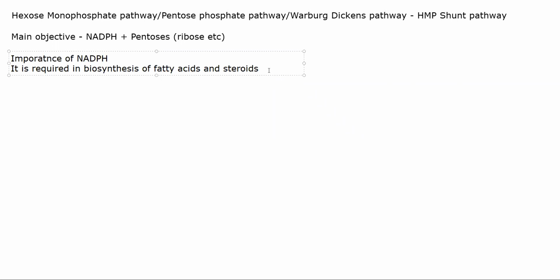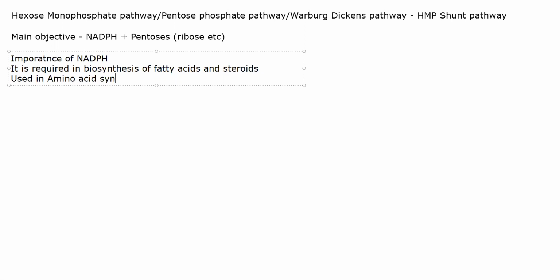Both of them are important in ultimately forming hormones. If you do not have enough fatty acids and steroids, you will not be able to produce several hormones, because they have a steroidal nucleus. It is also used in amino acid synthesis, especially glutamate. Right, it is required for that.